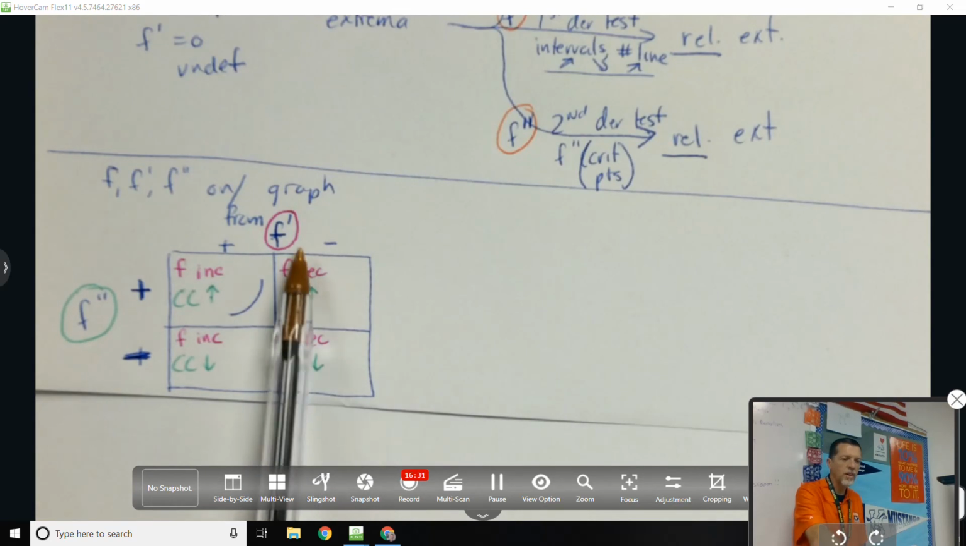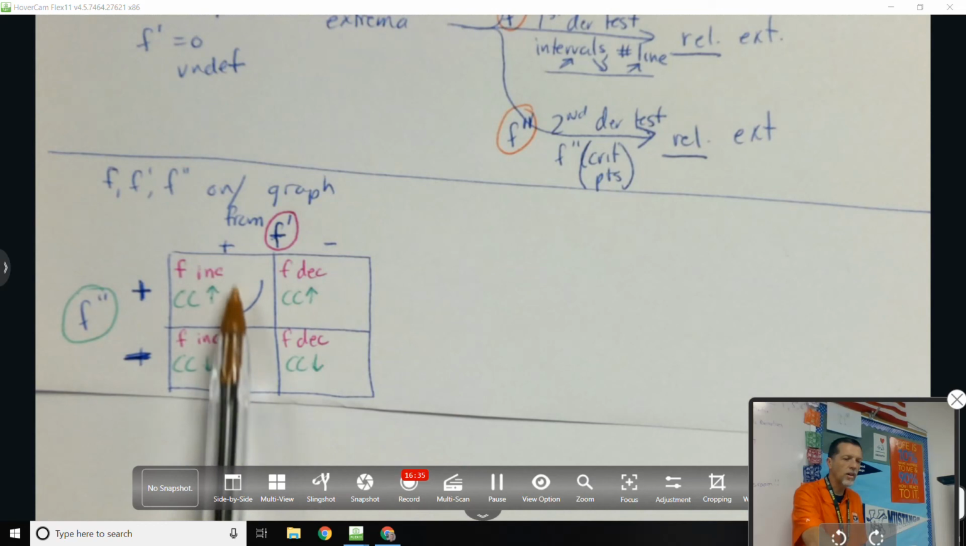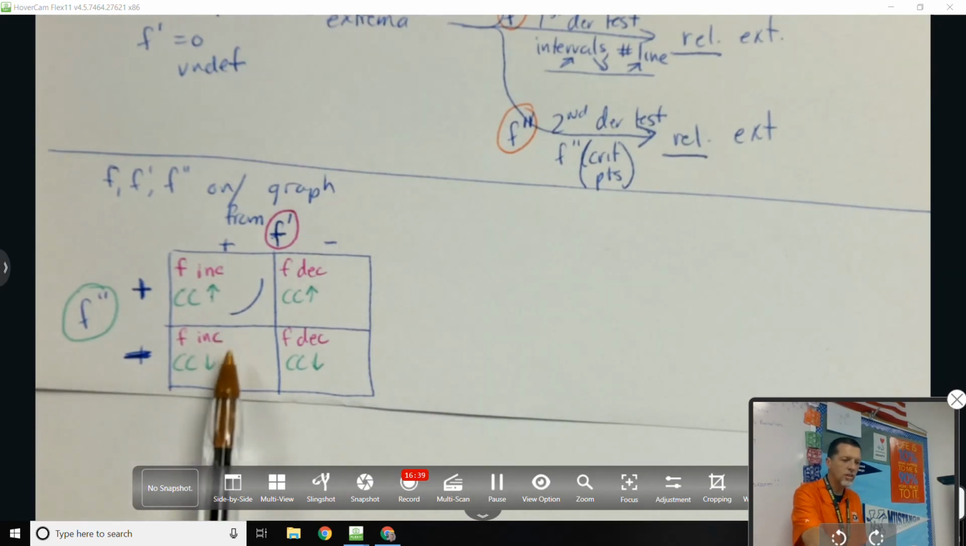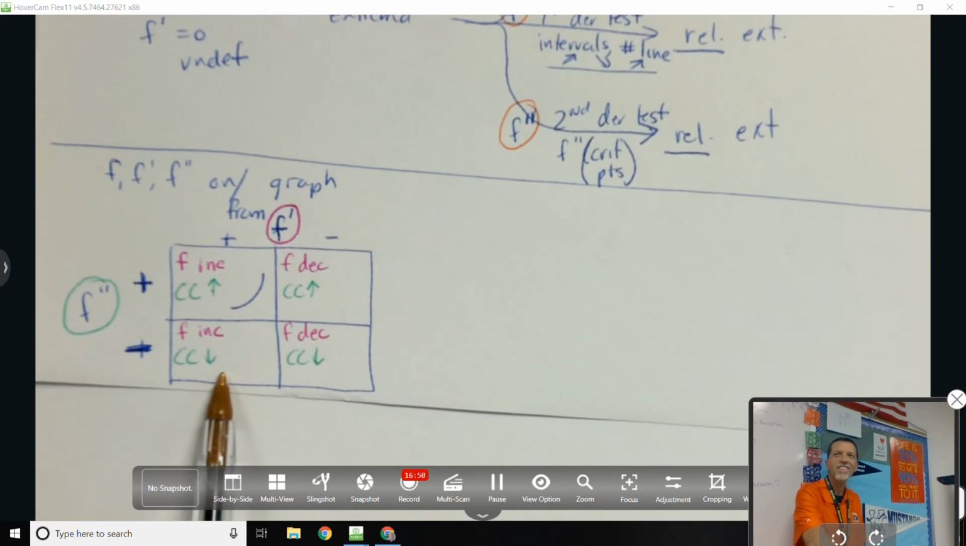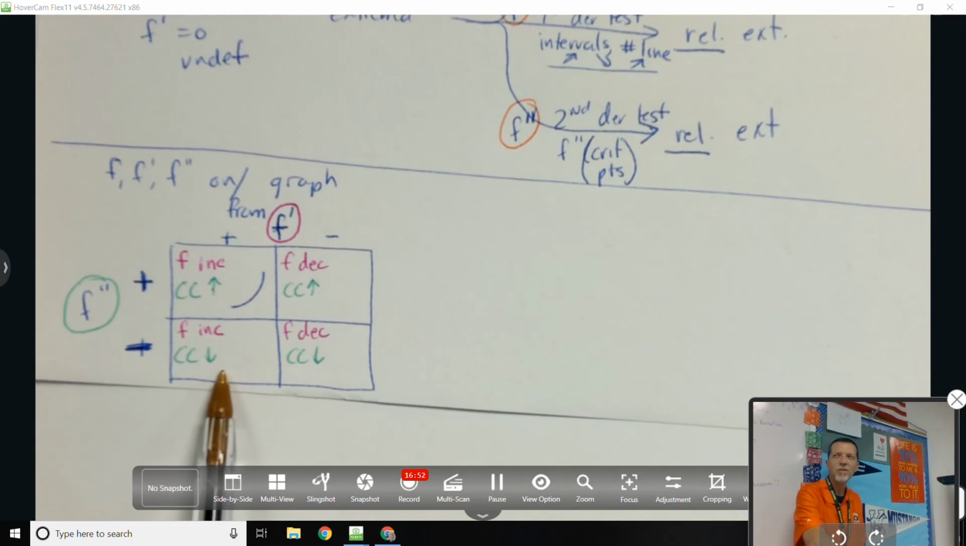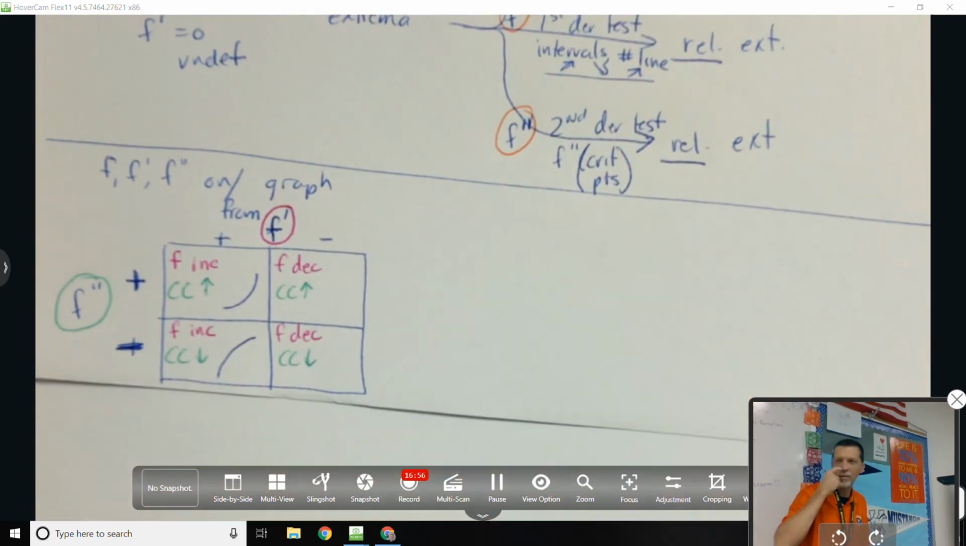Let's stay with f prime positive. Let's stay with increasing. So f prime is positive, f double prime is negative. So I want increasing, but concave down. Draw it in the air. You see everybody draw increasing, concave down in the air. There you go. Stay increasing though. Increasing, concave down.